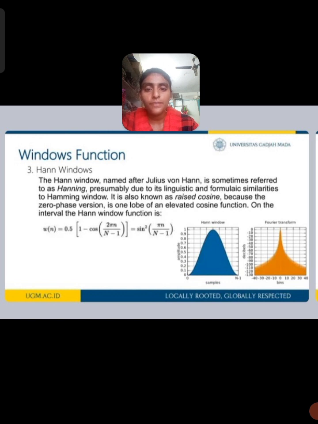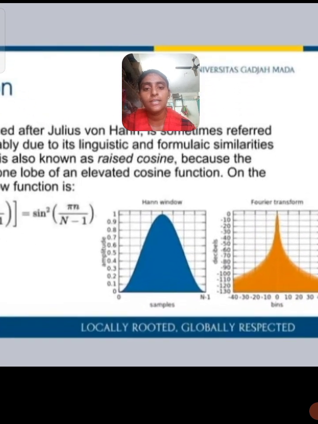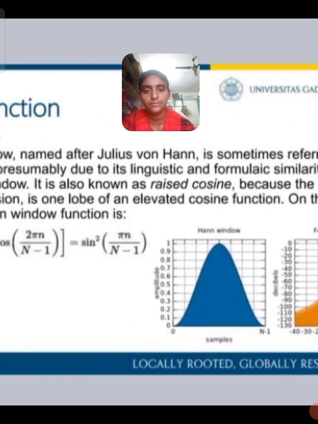Because the zero phase version is one lobe of an elevated cosine function on the interval, the Hanning window function is w(n) equals 0.5 times (1 minus cos(2 pi n by N minus 1)), which equals sin square(pi n by N minus 1). These are the formulas of the Hanning windowing function. These are the waveforms of the Hanning function.